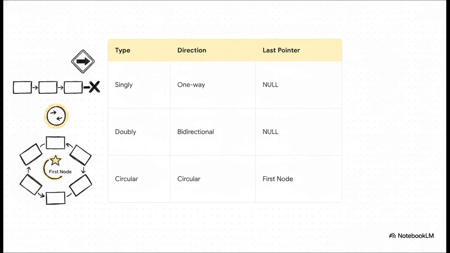Second, we have the doubly linked list. Now this one gives you bidirectional movement. Why? Because each node doesn't just have a next pointer, it also has a previous pointer, allowing you to walk forward and backward through the entire list. Finally, we have the circular singly linked list.